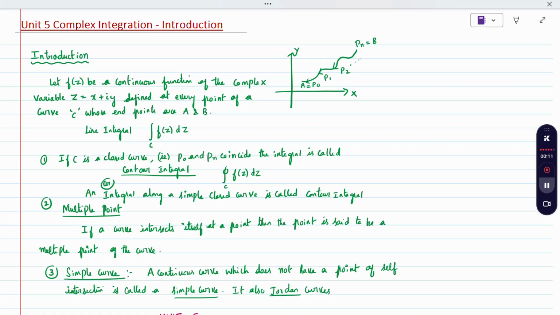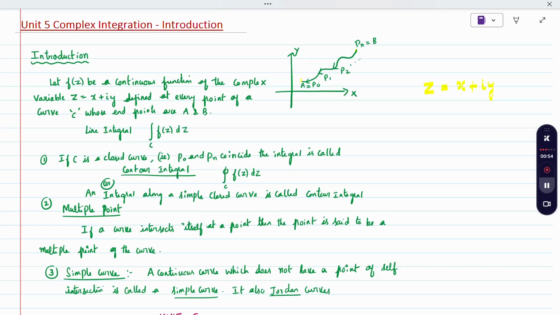In this introduction, if f(z) is a continuous function of a complex variable, we know that the complex variable z is nothing but x plus iy, defined at every point of the curve C whose end points are A and B. When we take the two points A and B and split the curve into points P0, P1, P2, up to Pn, and join all of these, the resulting curve is called a line integral.